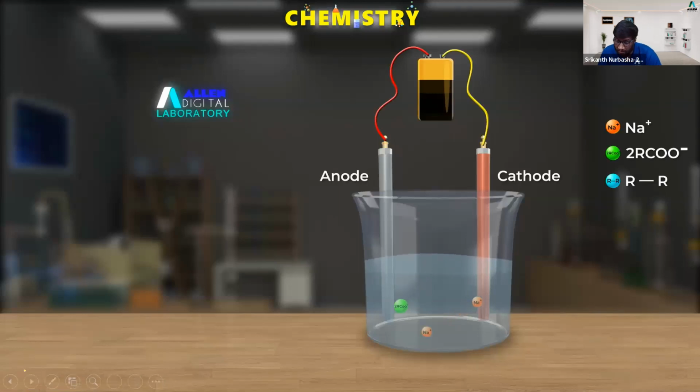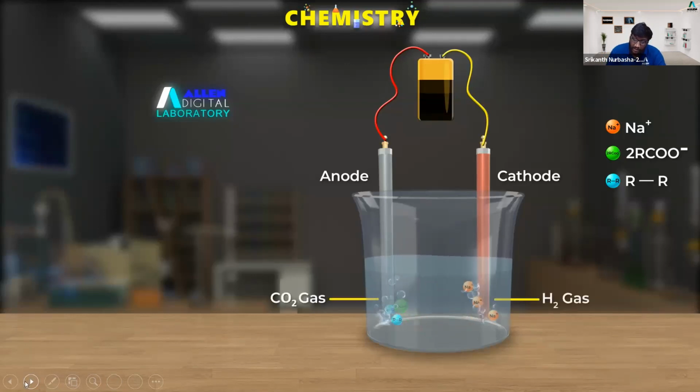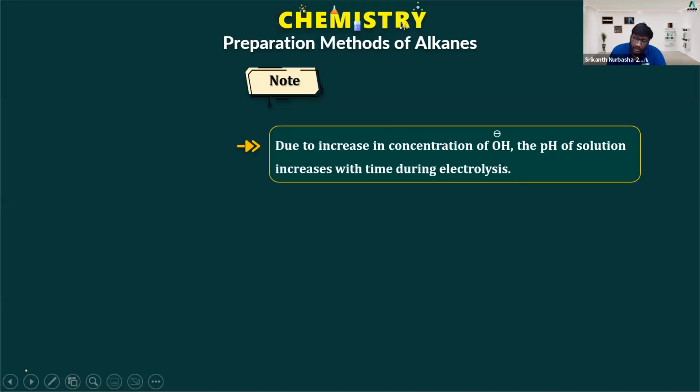Yes or no? The same thing you can see with the animation also. So CO2 gas is evolved at the anode, H2 gas is evolved at the cathode, and the alkane is formed at the anode, and along with the H2 gas, NaOH is formed at the cathode. Note, due to the increase in the concentration of OH minus, the pH of the solution increases with time during electrolysis, because as we are doing electrolysis, more and more OH minus is obtained. Because of more OH minus, the pH of the solution has to increase.